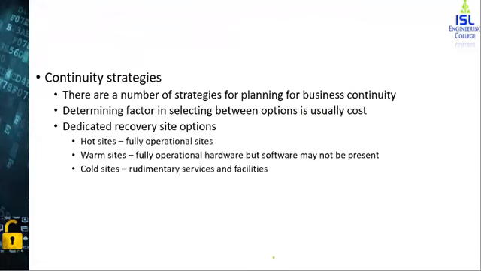Then you've got the different continuity strategies. Here, there are a number of strategies for business continuity planning. The determining factor in selecting the options is usually cost. Basically, if you want the system up and running, you're going to identify the most cost efficient options, what can be done with the least amount of money. Because recovering from a disaster is going to cost a lot of money, you're going to focus upon the recovery based upon the cost options.